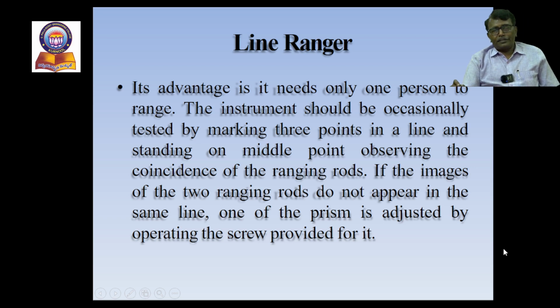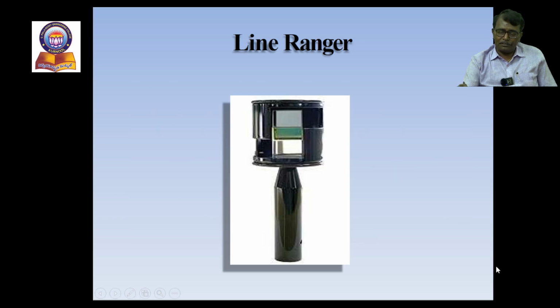The advantage is it needs only one person to range a line. The instrument should be occasionally tested by making 3 points in a line and standing on the middle point, observing the coincidence of the ranging rods. If the images of the two ranging rods do not appear in the same line, one of the prisms is adjusted by operating the screw provided for it.